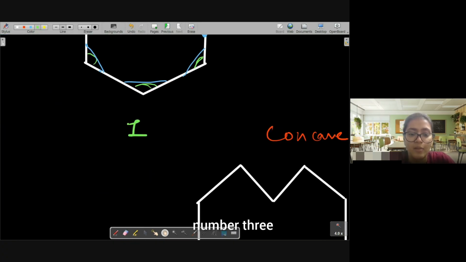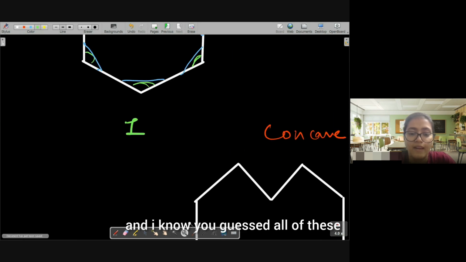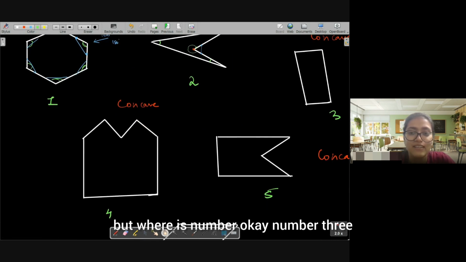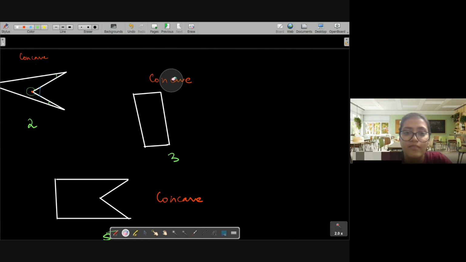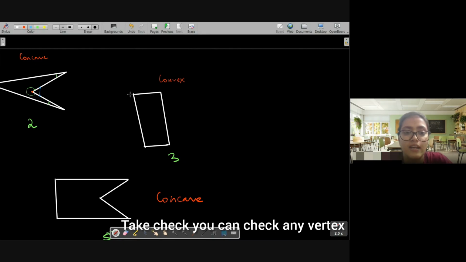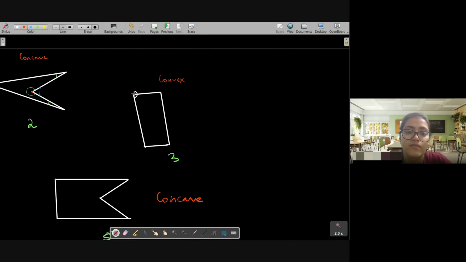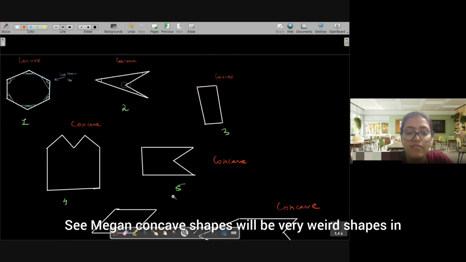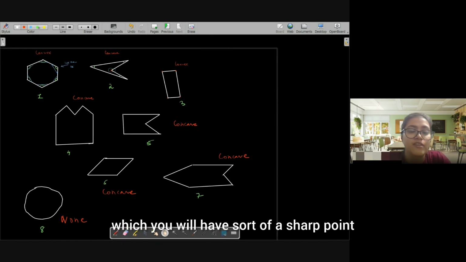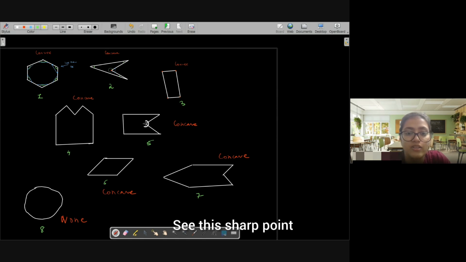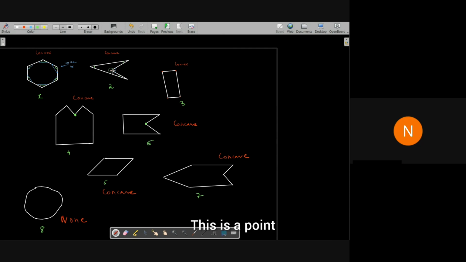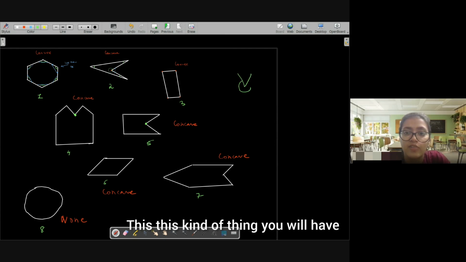Okay. Number 3. And I know you guessed all of these. Okay. Number 3 is convex. You know why? You can check any vertex. See, Megan, concave shapes will be very weird shapes in which you will have sort of a sharp point. See this sharp point? This is a sharp point. This is a sharp point, right? This kind of thing you will have.